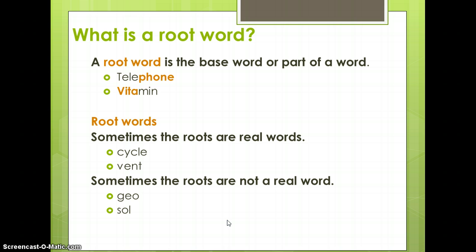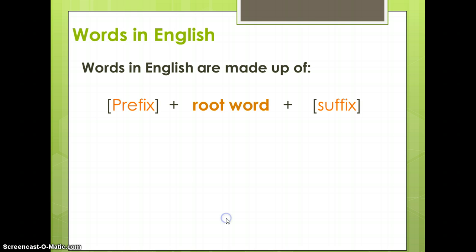When we're able to identify the root in a word that we don't know, we can often work out the meaning of the word. So we've got our root word, and then we add a prefix, and we can add a suffix. But the root stays here in the middle.